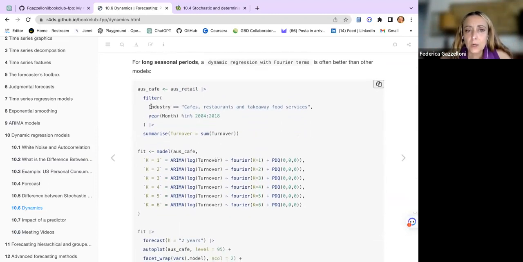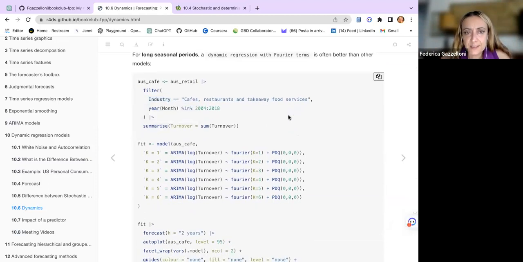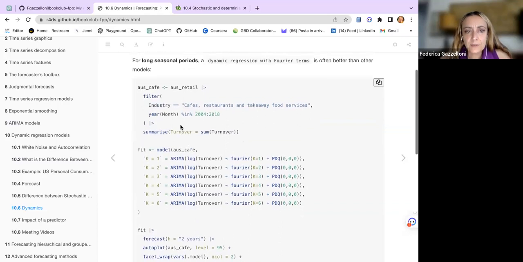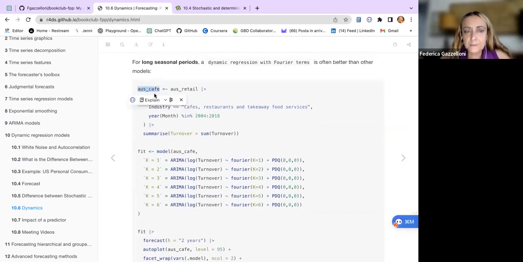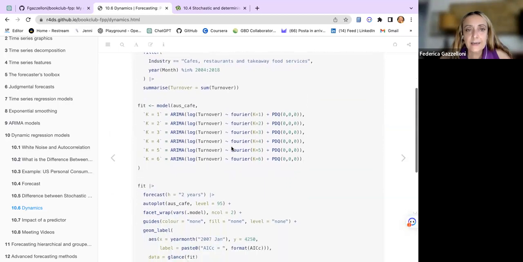And so we filtered the industry to be cafes, restaurants and takeaways, food services. And we focus on months between 2004 and 2018. Then we summarize the turnover. And so we have a new data set focused on cafes from 2004 to 2018. And we apply, so this is the dynamics basically.